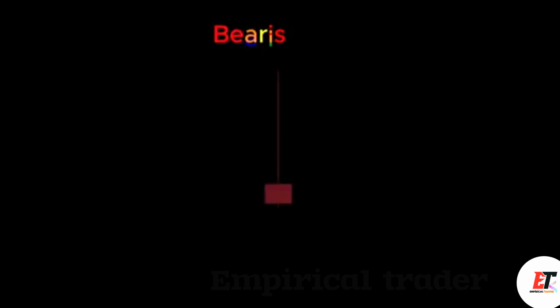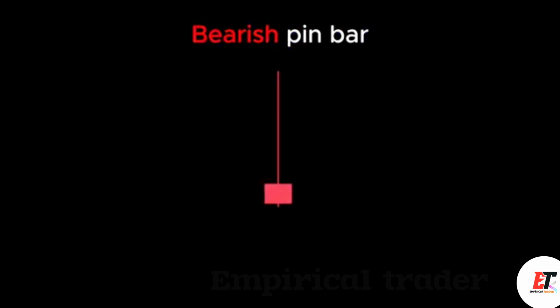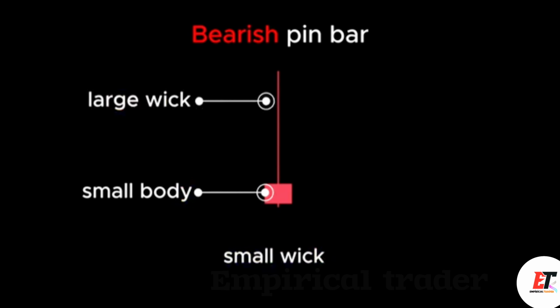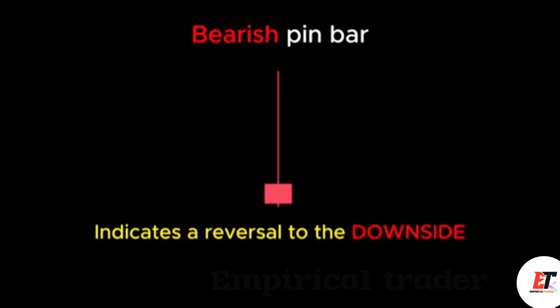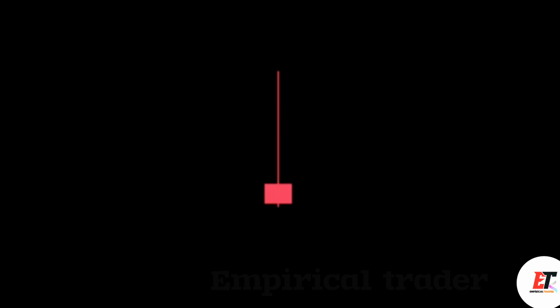The other type of reversal candle is the bearish pin bar. The bearish pin bar is made from a small red body, a large wick above the body, and a small or no wick below the body. This candle indicates a reversal to the downside. The explanation of the bearish pin bar is as follows.